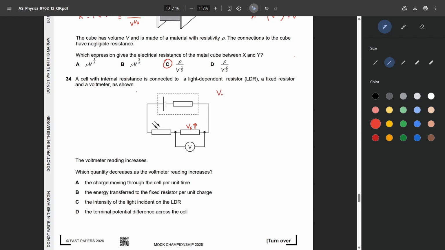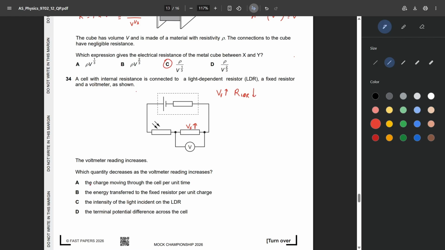Now, if the voltage across the fixed resistor increases, the only way to increase the voltage across this resistor is by decreasing the resistance of the LDR, because this resistor right here is fixed and the internal resistance is also fixed. These two cannot change. So to increase the potential difference across this resistor, the only method is to reduce the resistance of the LDR. So let's say R LDR, that's the resistance of the LDR. If VF increases, resistance of the LDR decreases.